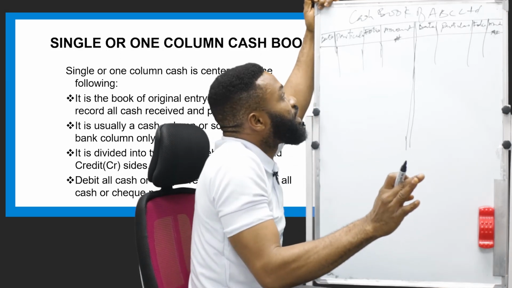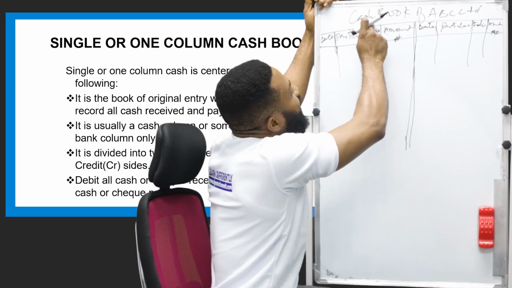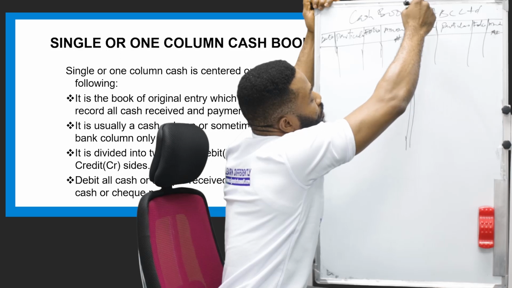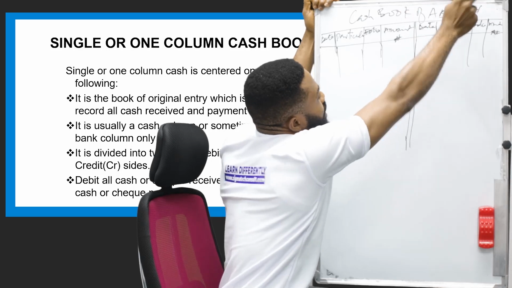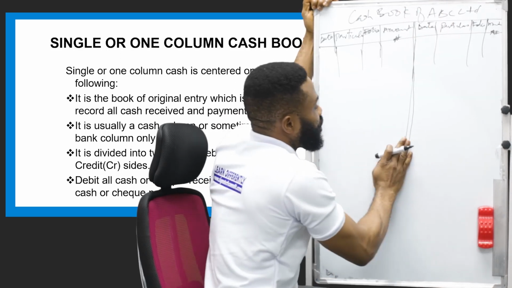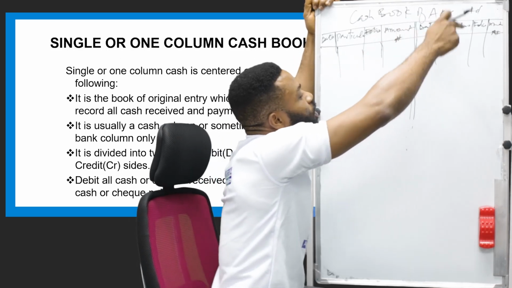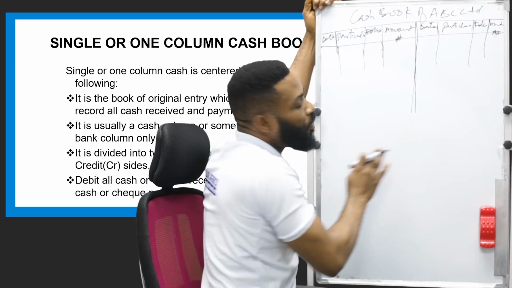So if it is bank, what you see is bank account of ABC or bank account for ABC Limited. But since it is cash, you said cash book, or you can also call it cash account of ABC. Now, there's something I want to say.